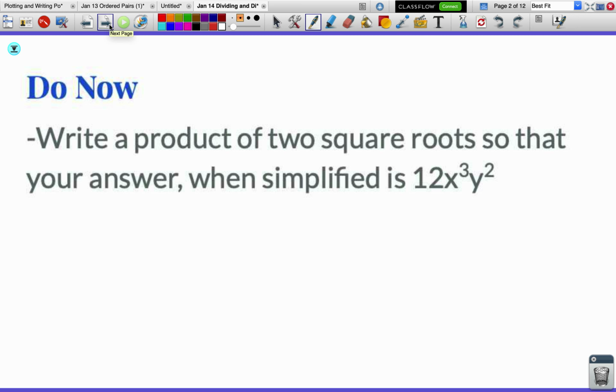If you do now, your goal is to write the product of two square roots so that your answer when simplified is 12x cubed y squared. So I encourage you to pause the video there and try this on your own.